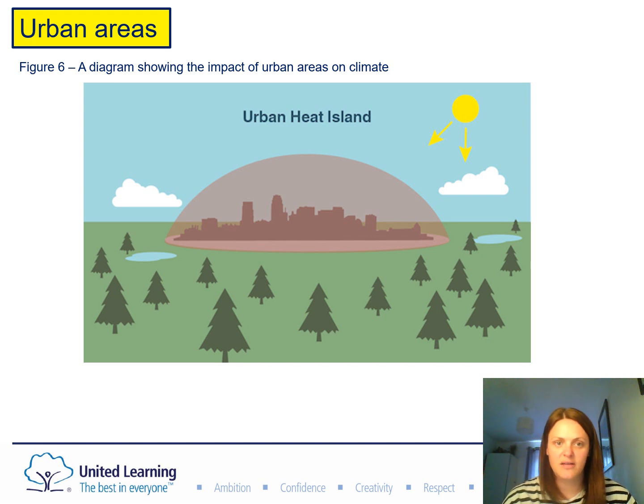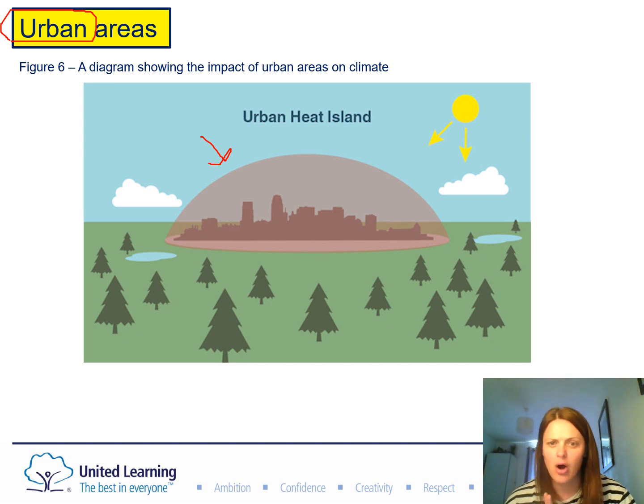The last factor that influences our climate is urban areas. So if you remember what an urban area is, that means towns and cities. Okay, so like in this bubble you can see there, lots of towns and cities, built up areas with lots of buildings and roads and sort of concrete material and brick. Now that material is really absorbent. It can absorb heat really, really well, and it can keep that heat within it for quite a long time.